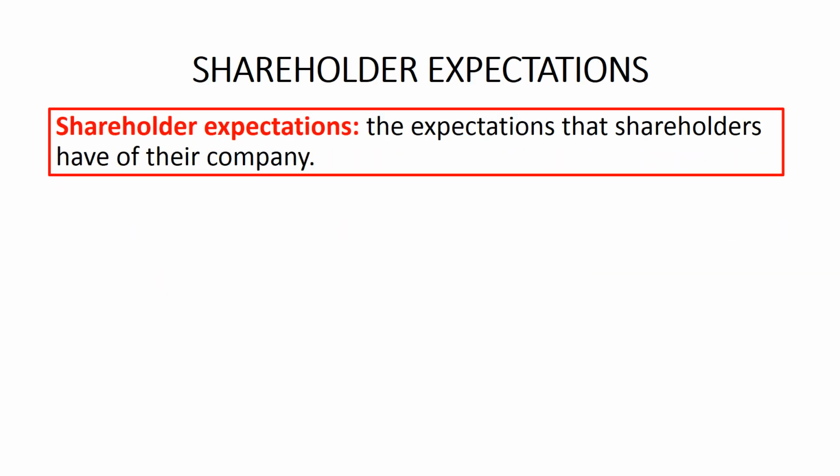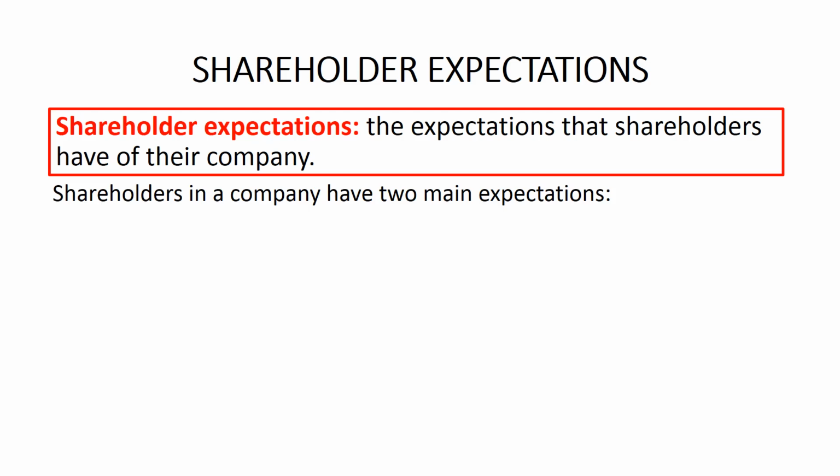The third type of business objectives are business objectives that relate to meeting shareholder expectations. Shareholder expectations are the expectations that shareholders have of their company. Please write that definition in your summary table. You'll recall that shareholders are the owners of a company. And as owners, shareholders in a company have 2 main expectations of their company.